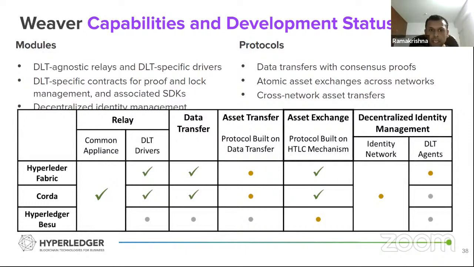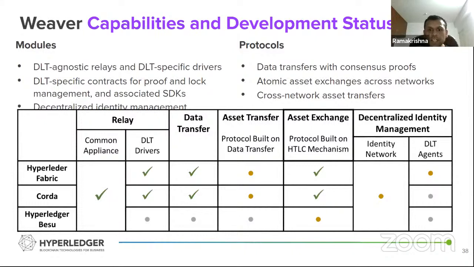We have a relay, we have support built for data transfer for Fabric and Corda. Besu is not done yet. Asset transfer is a protocol that relies on data transfer, it relies on the ability to request data and validate the state along with proof. Asset exchange is a protocol that's built on the common hash time lock mechanism, which most of you may be aware of. And again, that's supported for Fabric and Corda, and it's in the works for Besu.